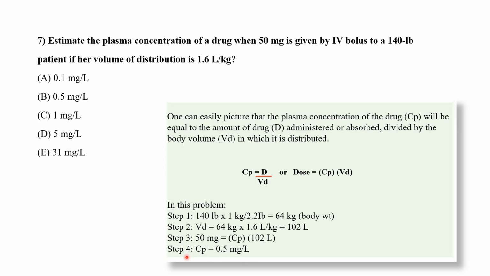So in the last step we can calculate the plasma drug concentration, which is equal to 50 milligram divided by 100, that is equal to 0.5 milligram per liter, which is the plasma concentration. So here the correct answer is option B, that is 0.5 milligram per liter.